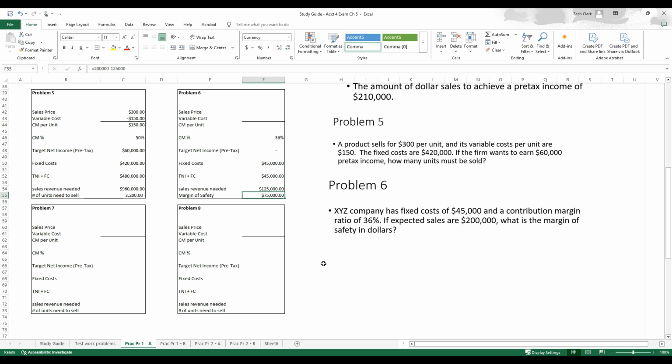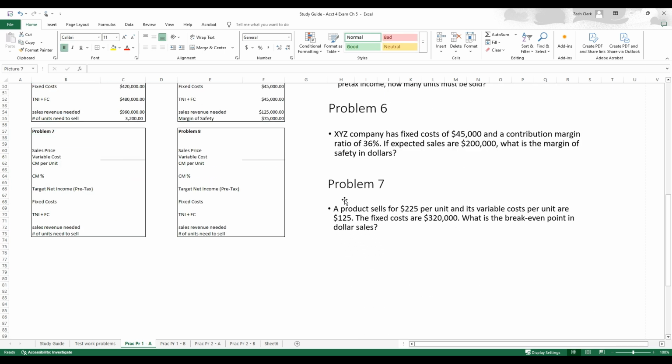Okie dokie, let's take a look here at number 7. Number 7 says a product sells for $225 per unit, with a variable cost of $125. That means our contribution margin is $100, and the ratio is 44%. We want to know what our break-even point in dollar sales is going to be. And we've got fixed costs of 320,000.